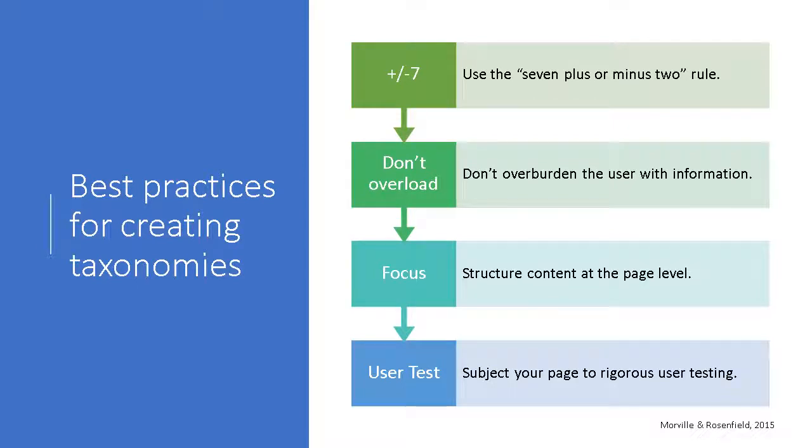Although there's no one rule for creating a taxonomy, you should follow these general principles. Follow the infamous 7 plus or minus 2 rule when creating overarching subjects. This helps you with the second principle. Don't overload the user with too much information. When grouping content, focus on the structure at the page level. And lastly, always, always, always user test.